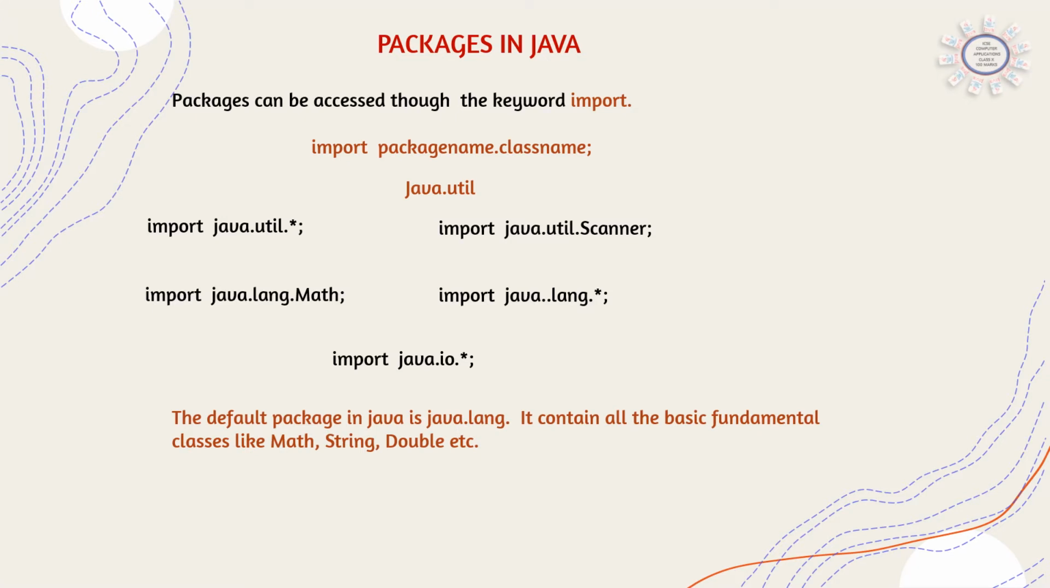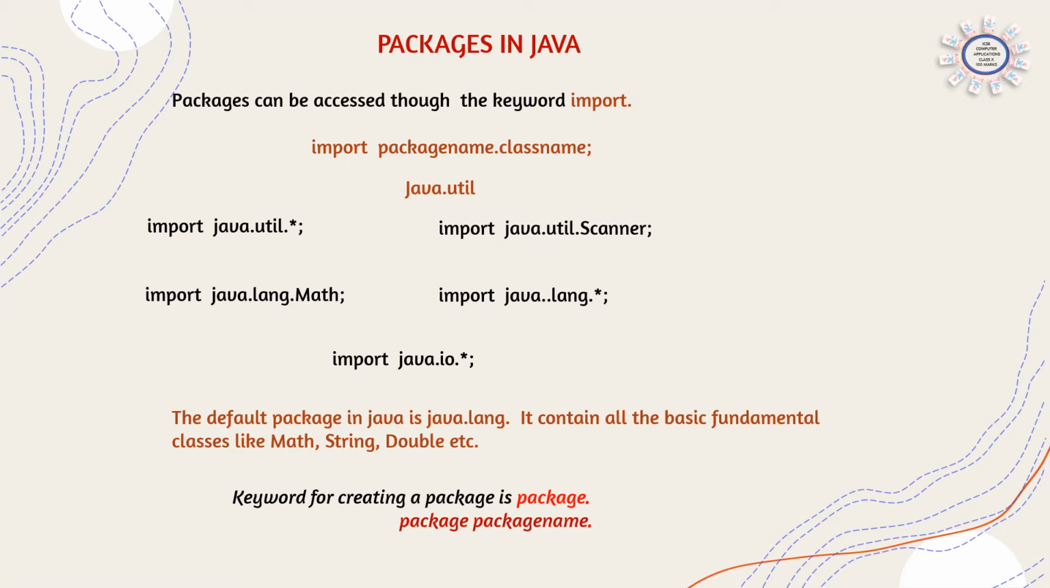And the default package is java.lang. It contains all the basic fundamental classes like Math, String, Double. The default package, this question was also asked in the board exam. What is the default package in Java? It is java.lang. And now we can see how to create the package. We were discussing the built-in package. For example, java.util is a built-in package. java.io is a built-in package.